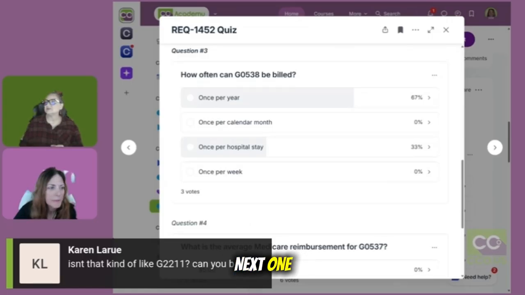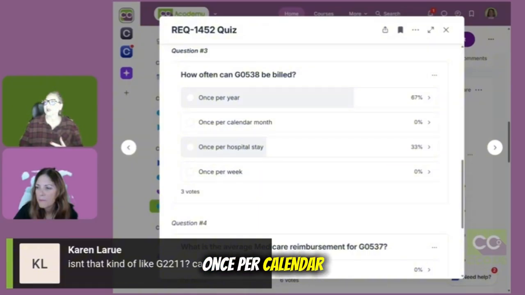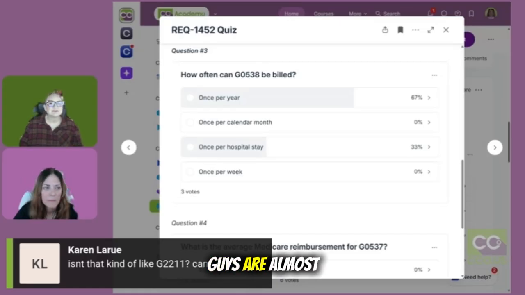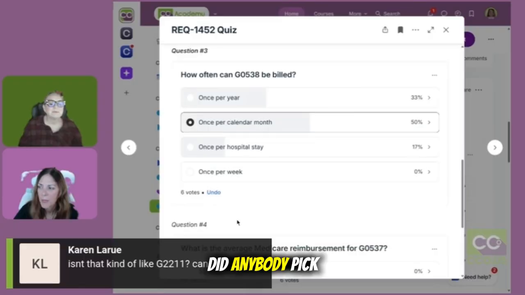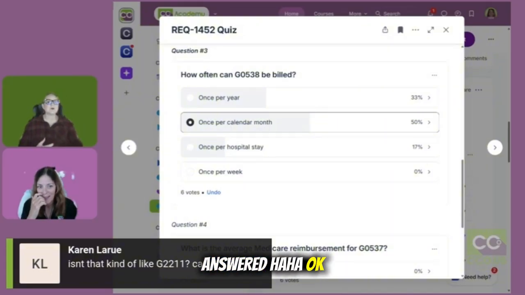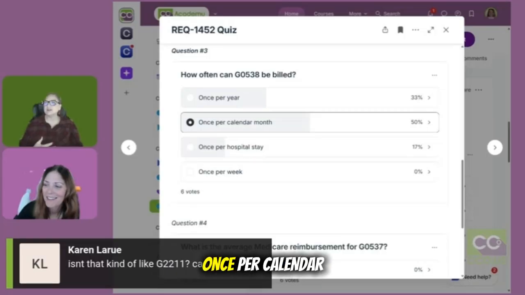Okay, so the next one, how often can the G0538 be billed? Once a year, once per calendar month, once per hospital stay, once per week. And you guys are almost right. No, you guys are not. It's once per calendar month. Did anybody pick that one? Oh, I'm sorry, they did. I only saw once per year and once per hospital stay marked. Oh, it was. They just answered. Okay, good. Yes, it's once per calendar month.